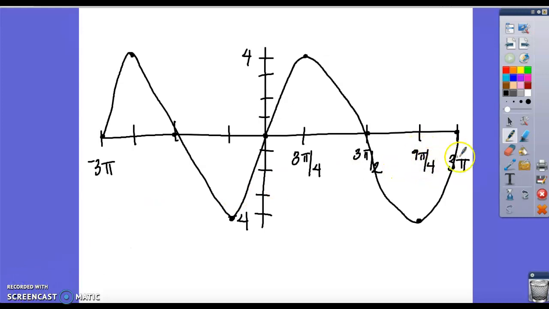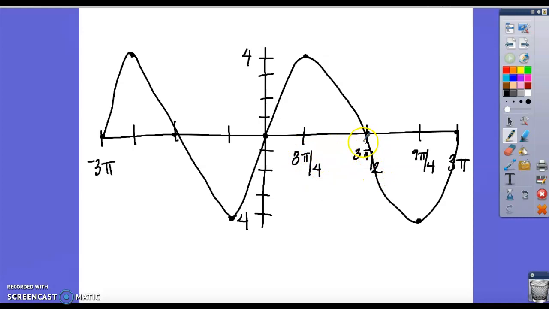Okay, 9 pi over 4 doesn't simplify, and then 12 pi over 4 simplifies to 3 pi. You don't have to label these when you do your homework, but that is how you would do it. You divide your period by 4, so 3 pi over 4 is your first interval. Then to get your second one, you add 3 pi over 4.